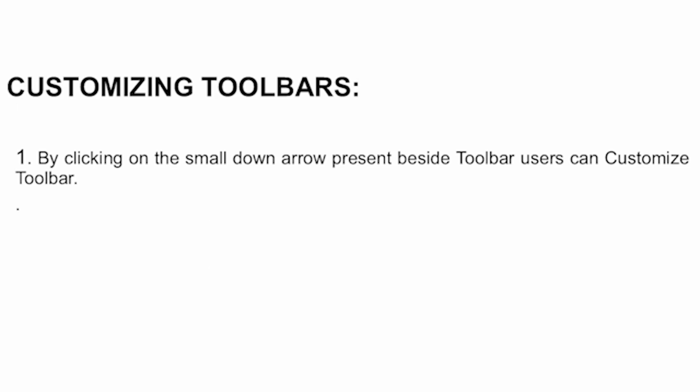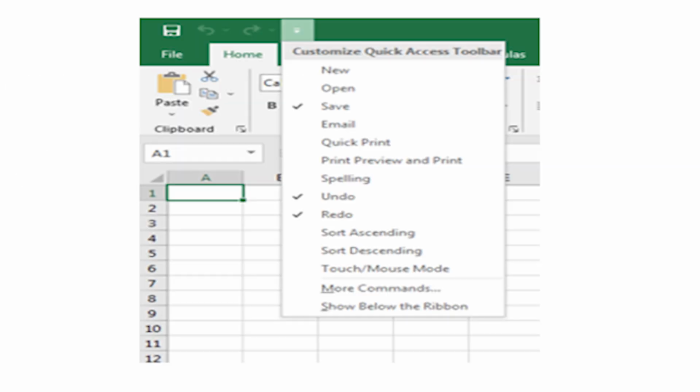Customizing toolbars. 1. By clicking on the small down arrow present beside toolbar, users can customize toolbar. 2. From the available options, user can select any option by clicking on them.